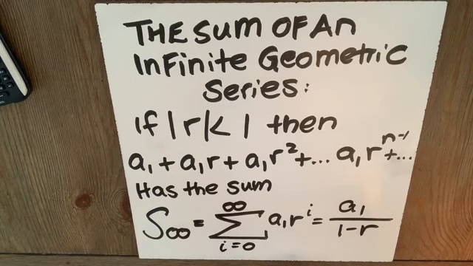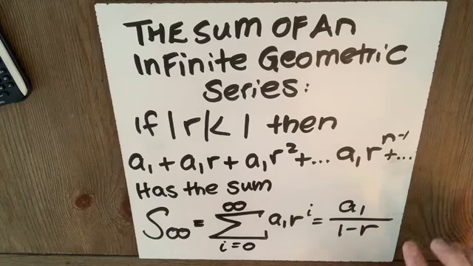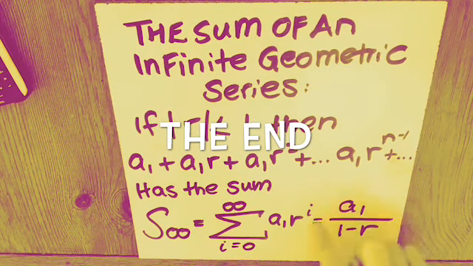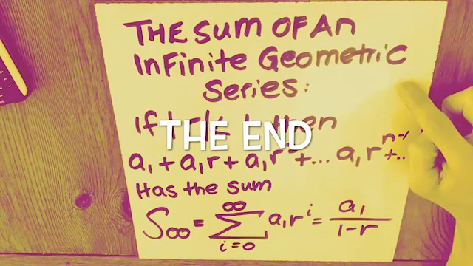Here it is in summation notation. Notice we could have started with i equals 1. 0 to infinity has infinite terms. 1 to infinity also has infinite terms. A1 R to the i, I could have done either way, is equal to A1 over 1 minus R. There is our formula for an infinite geometric series.